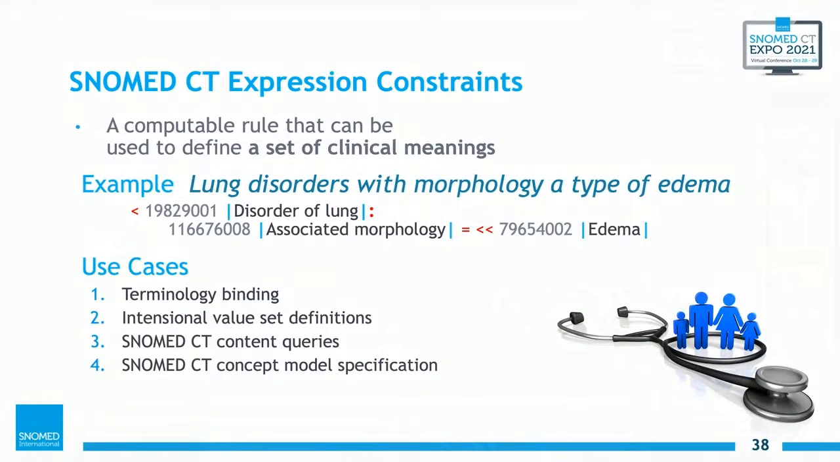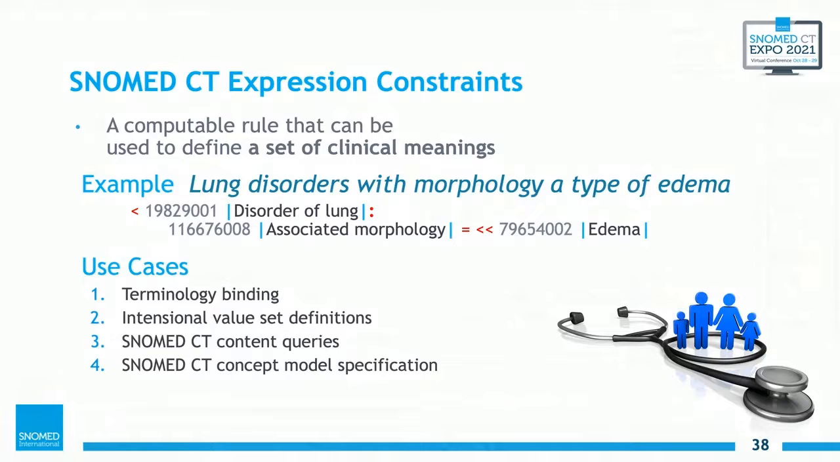Expression constraints may be used for a range of different purposes, including terminology binding. For example, if you have a data entry form and you want to restrict the values that can be entered into specific data fields to a particular hierarchy, they can be used for intentionally defining a value set. This is where the members of the set are defined by a computable rule.